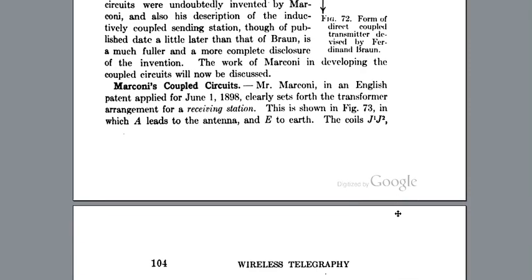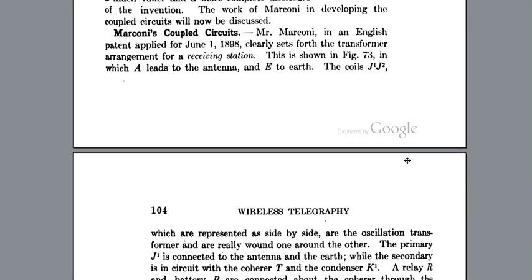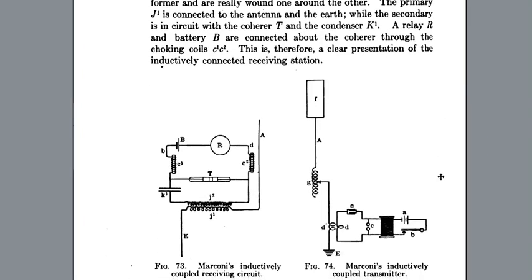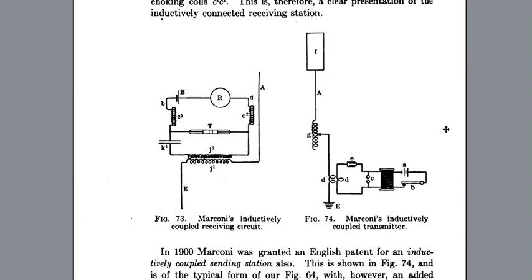Mr. Marconi, in an English patent applied for June 1, 1898, clearly sets forth the transformer arrangement for a receiving station. This is shown in figure 73, in which A leads to the antenna and E to earth. The coils JJ', which are represented as side by side, are the oscillation transformer and are really wound one around the other. The primary J' is connected to the antenna and the earth, while the secondary is in circuit with the coherer T and the condenser K'. A relay R and battery B are connected about the coherer through the choking coils CC'. This is, therefore, a clear presentation of the inductively connected receiving station.